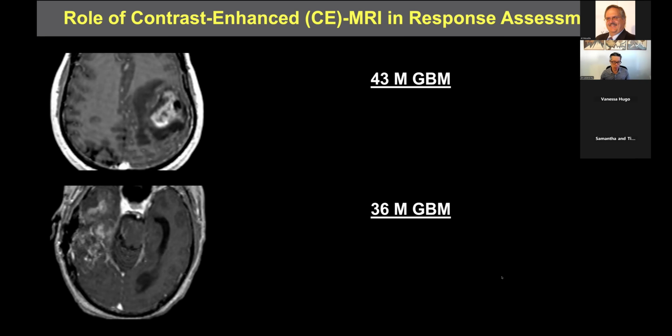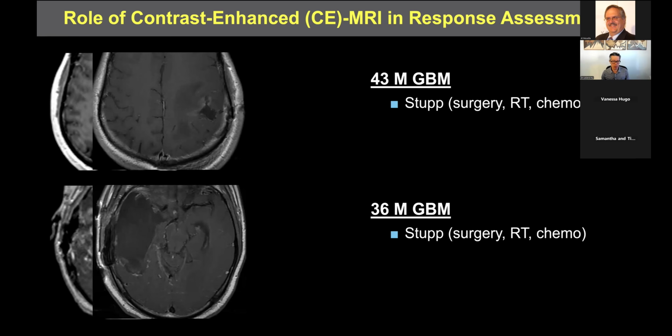You see here in the top row and in the bottom row, this is imaging at the time of initial diagnosis, and they both underwent gross total resection of that contrast enhancing core. So these are postoperative images, and they both underwent standard chemo radiation therapy following gross total resection with standard Stupp protocol temozolomide and radiation.